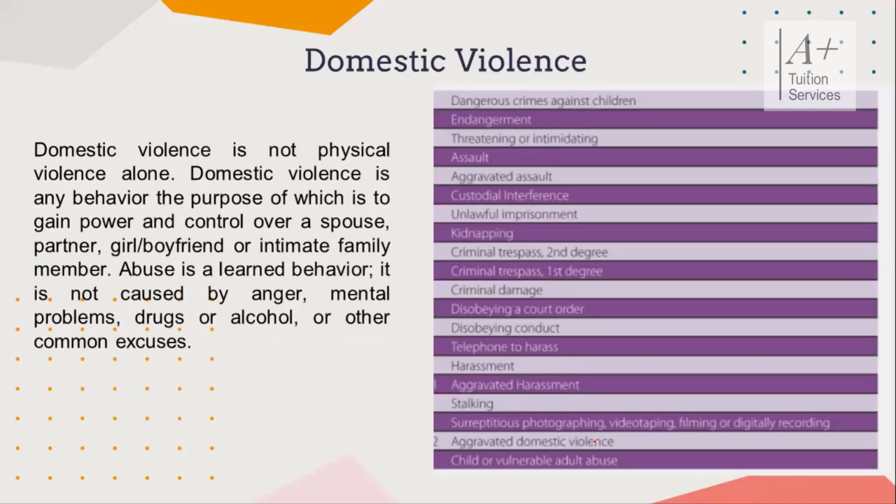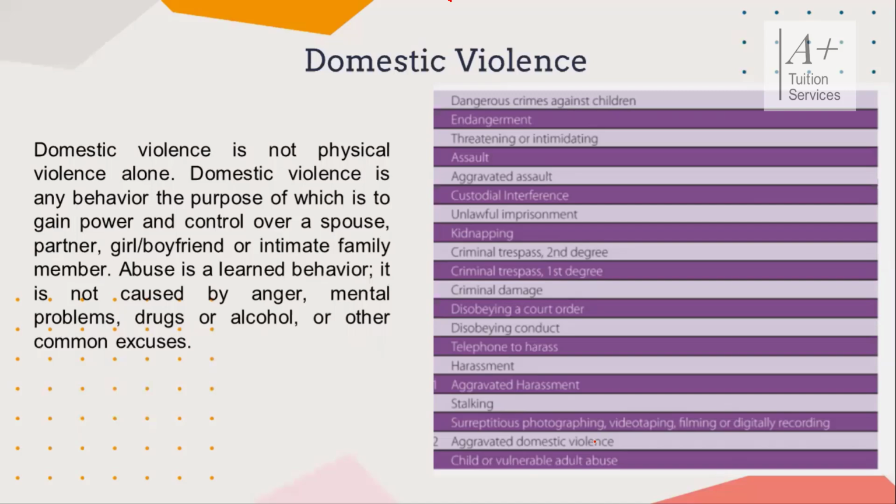Another very prevalent issue that affects the family in society is domestic violence. Domestic violence is not physical violence alone. Domestic violence is any behavior the purpose of which is to gain power and control over a spouse, partner, girl or boyfriend, or intimate family member. Abuse is learned behavior. It is not caused by anger, mental problems, drugs or alcohol, or other common excuses. There's this saying that if you grow up in a violent home, you will have a violent home, right?